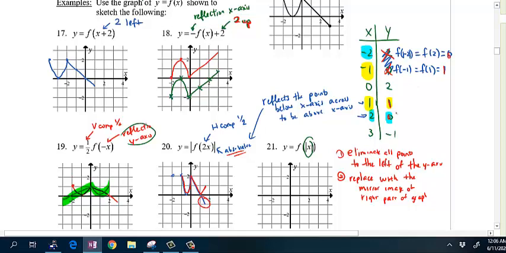So really, everything to the right of the y-axis stayed the same. So no changes to these points here. But remember what we did was we got rid of this part. Goodbye! And we replaced it with, yes, the mirror image of the other side. And that is the graph you should have for number 21.